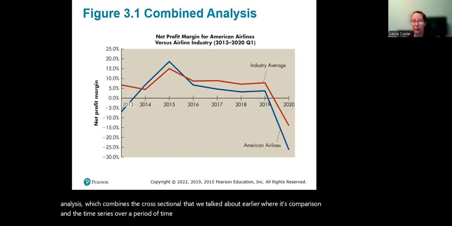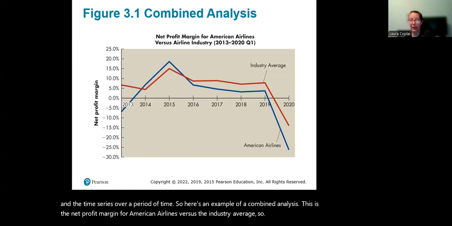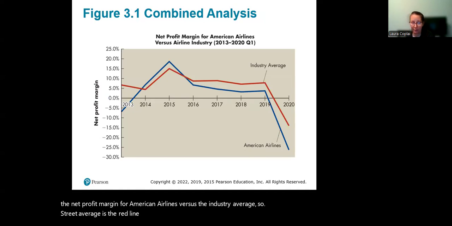So here's an example of a combined analysis. This is the net profit margin for American Airlines versus the industry average. The industry average is the red line and American Airlines is the blue line. So we can see how the net profit margin for American Airlines performs against the industry average here.